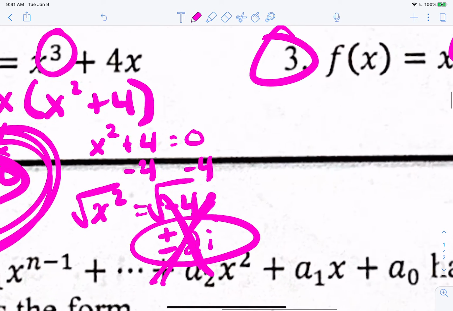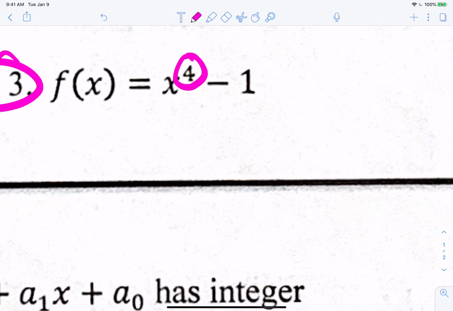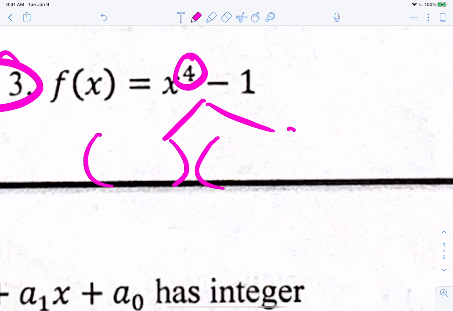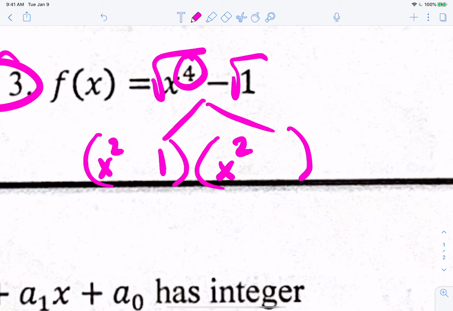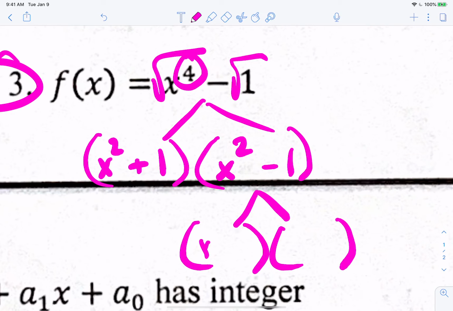Okay? And then the third one, x cubed minus 1. Or excuse me, x to the 4th minus 1. This guy is a difference of squares. So the square root of x to the 4th power and the square root of 1. What's the square root of x to the 4th power? It's x squared. And 1 and 1. So I have minus, plus. This guy is a difference of squares again. So this guy can break down into x plus 1, x minus 1.